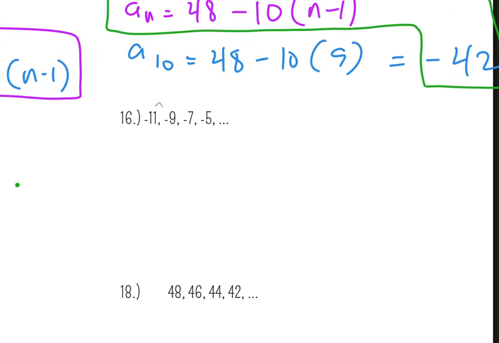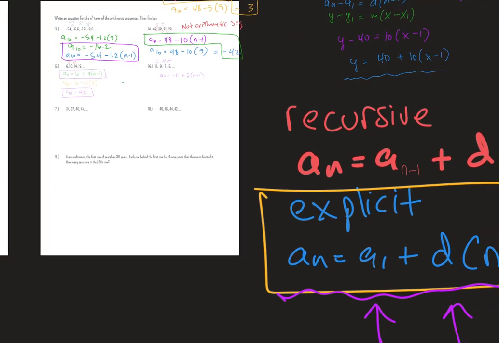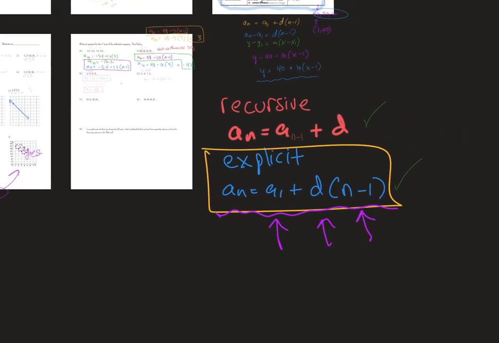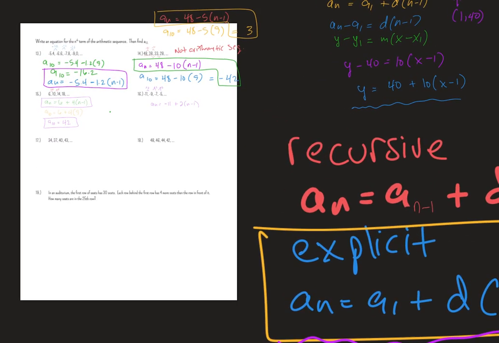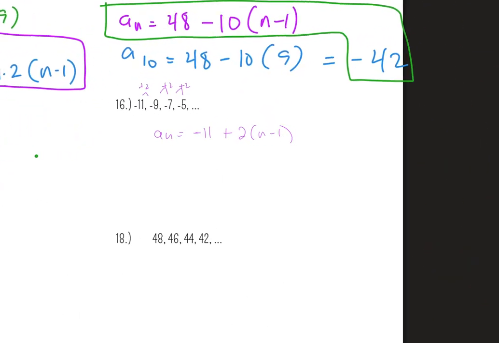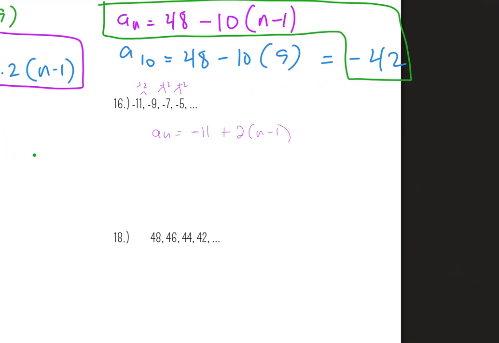And we're going down by 2. No, we're going up by 2. We're going up by 2. A sub n equals negative 11 plus 2 times n minus 1. Again, if you're a little lost on how I'm doing that, it's this, okay? And if you're like, why are we not doing this? Because this one would require me to have to find the first 9 terms, or really just the 9th term, before I could do the 10th term.